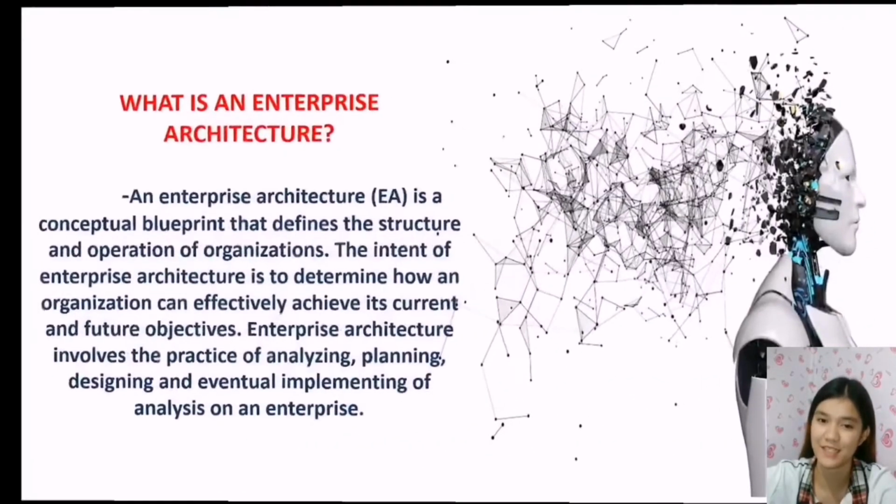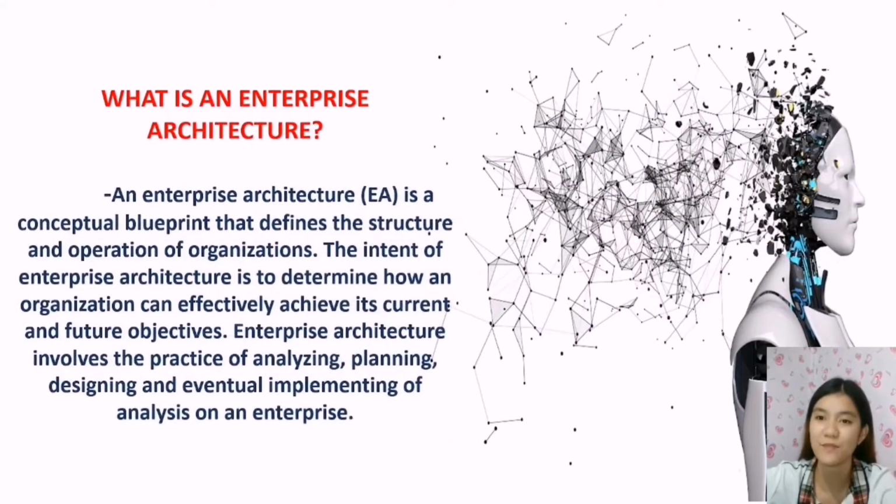What is an enterprise architecture? An enterprise architecture is a conceptual blueprint that defines the structure and operation of organizations. The intent of enterprise architecture is to determine how an organization can effectively achieve its current and future objectives. Enterprise architecture involves the practice of analyzing, planning, designing, and eventually implementing analysis on an enterprise.